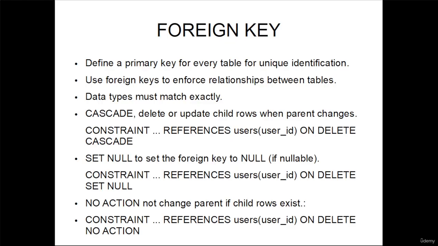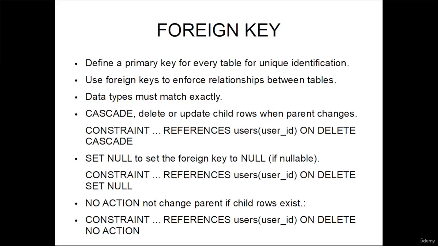Foreign keys support several options for handling updates and deletions. ON DELETE CASCADE automatically deletes child rows when the parent row is deleted. For instance, deleting a user removes all their orders. Example: CONSTRAINT ... REFERENCES users (user_ID) ON DELETE CASCADE.